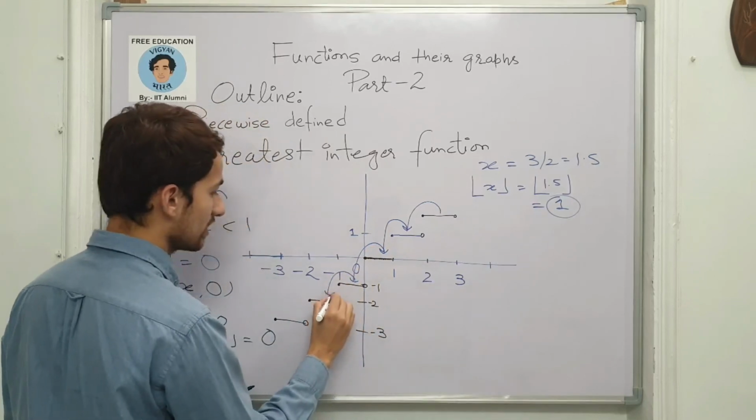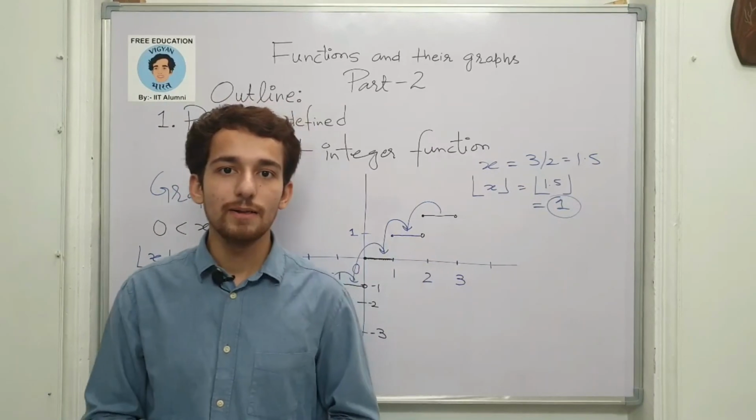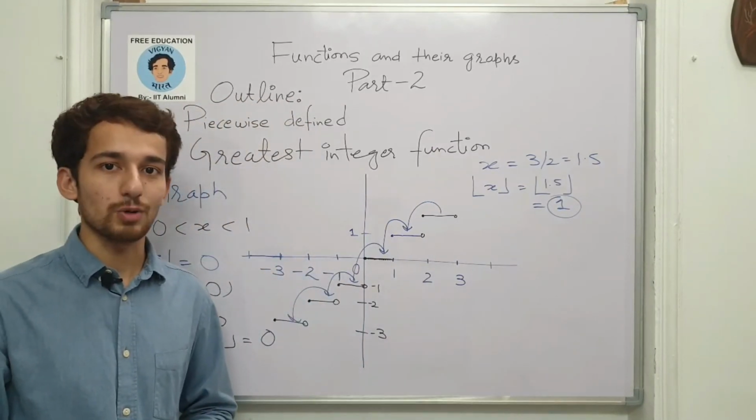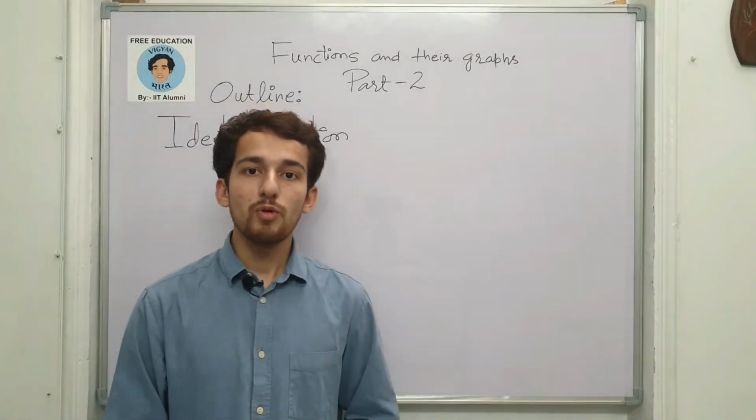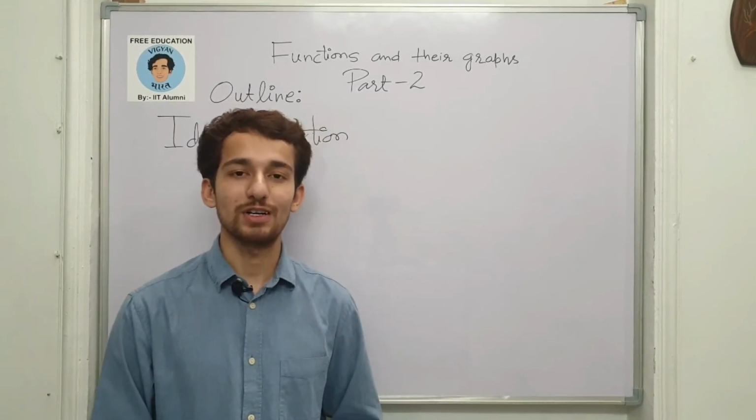You are jumping basically. So these are kind of the stairs. Fine. So let's now move ahead to our next outline. Now let's move ahead into the outline and we'll try to understand what is an identity function.